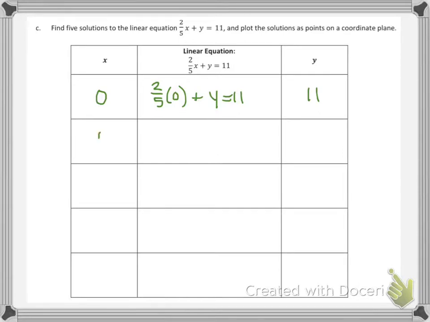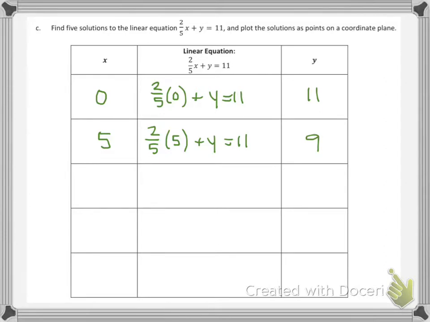So let's try 5. Let's put a 5 in for x. That's 2/5 times 5 plus y equals 11. Well, 2/5 times 5 is 10/5, which is 2. And that's nice, a whole number. I can just subtract 2 from both sides. I get y equals 9.